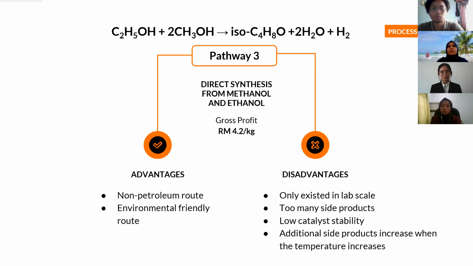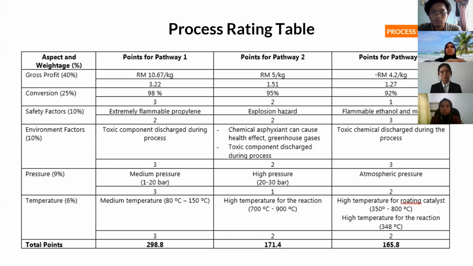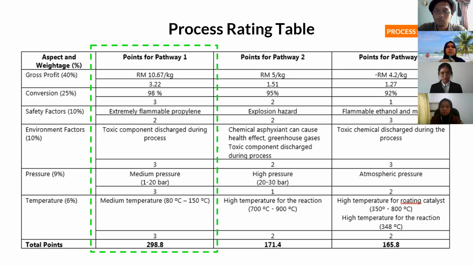So same with the previous one, we use the same method to determine which pathway is suitable for our plant. We use a process rating table with several criteria from gross profit until pressure and temperature. At the end, we come out with the result of 298.8 for pathway 1, 171.4 for pathway 2, and 165.8 for pathway 3. So based on the highest result, we choose pathway 1 for our plant reaction, which is low pressure hydroformylation of propylene.